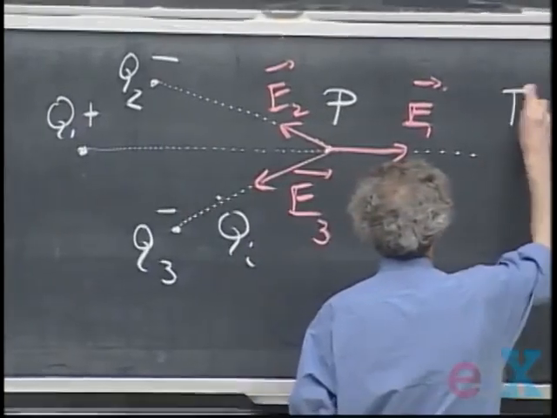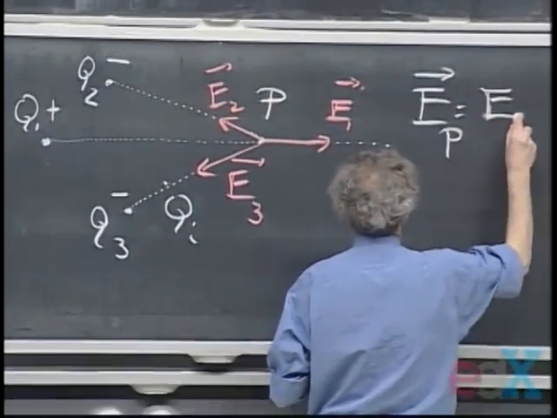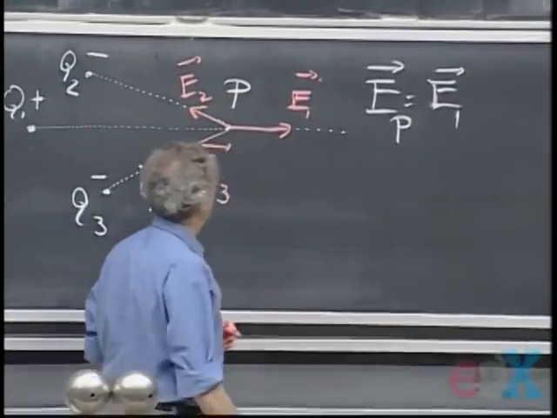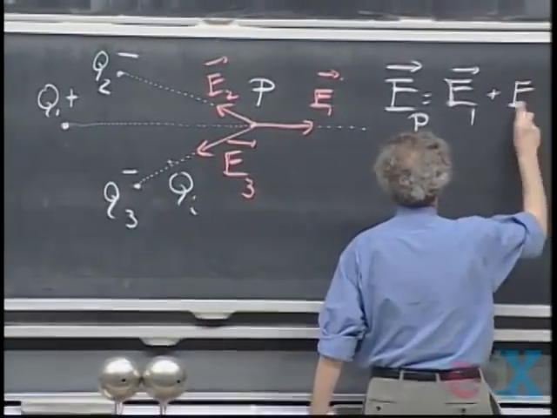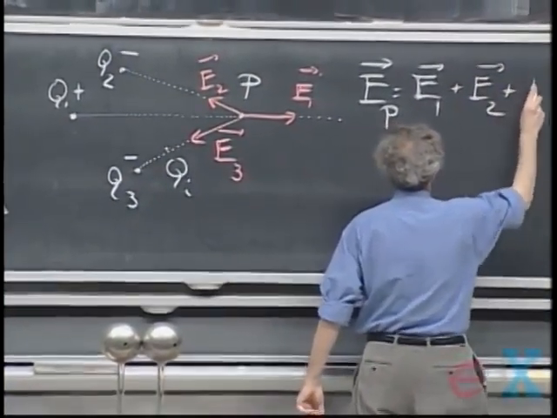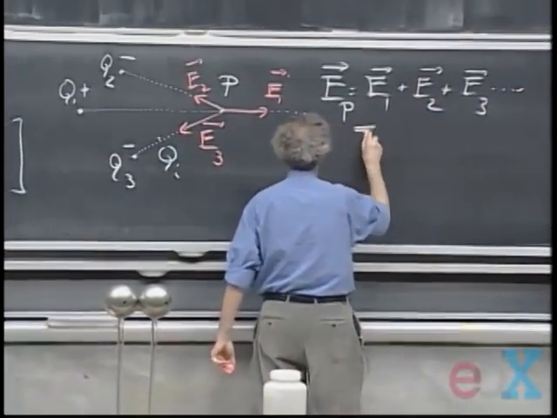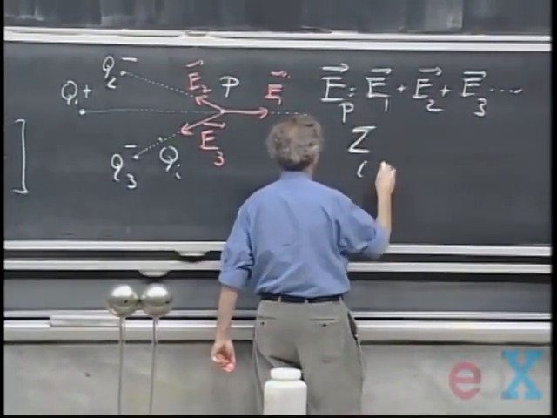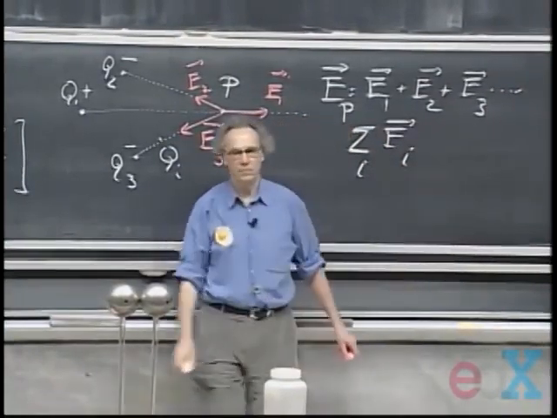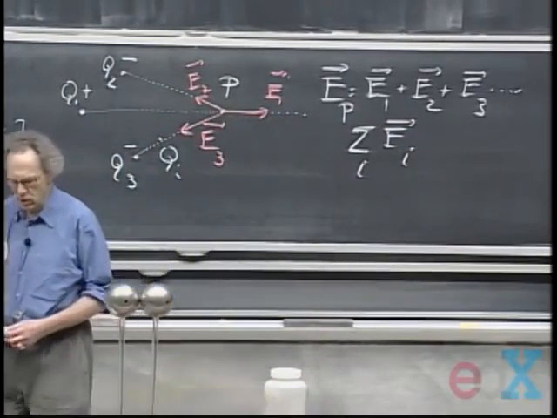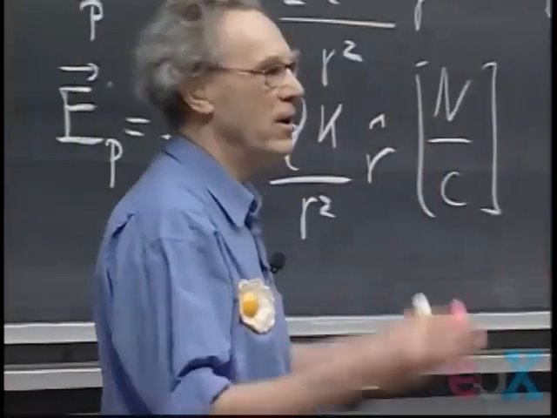at point P, it's a vector, is E1, the influence of charge Q1, plus the vector E2, plus E3, and so on. And if you have I charges, it is the sum over all I charges of the individual E vectors. Is it obvious that the superposition principle works? No. Does it work? Yes.